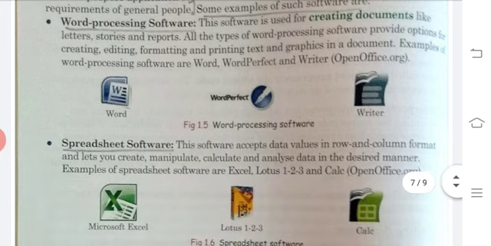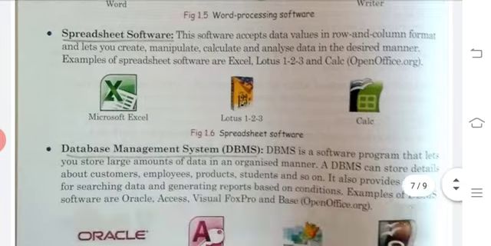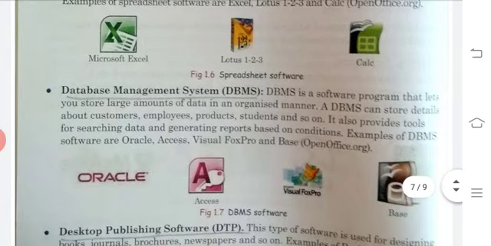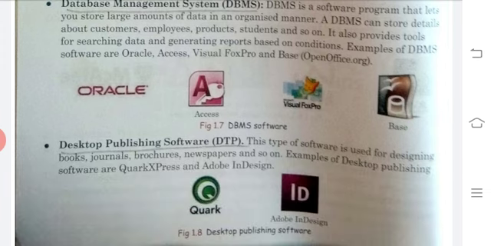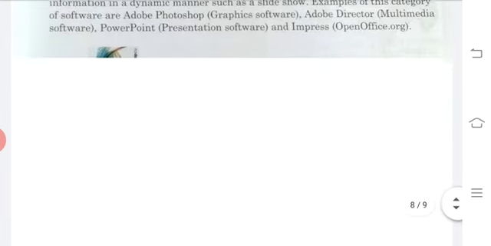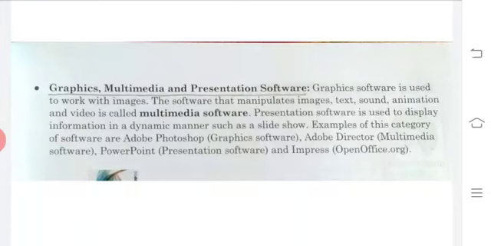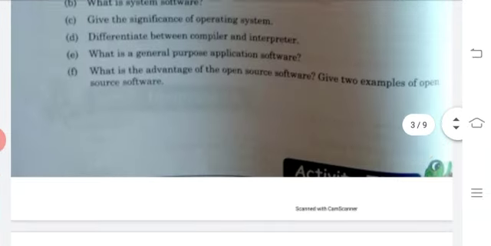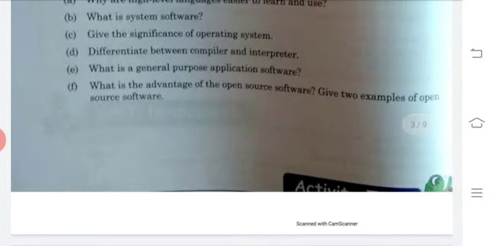Next point, spreadsheet software. Next one, database management software. Only you have to write the bold letters, no explanation. Next, desktop publishing software. Next, graphics, multimedia and presentation software. Okay, that's it. Now the next question will be, what are the advantages of open source software? Give two examples of open source software.